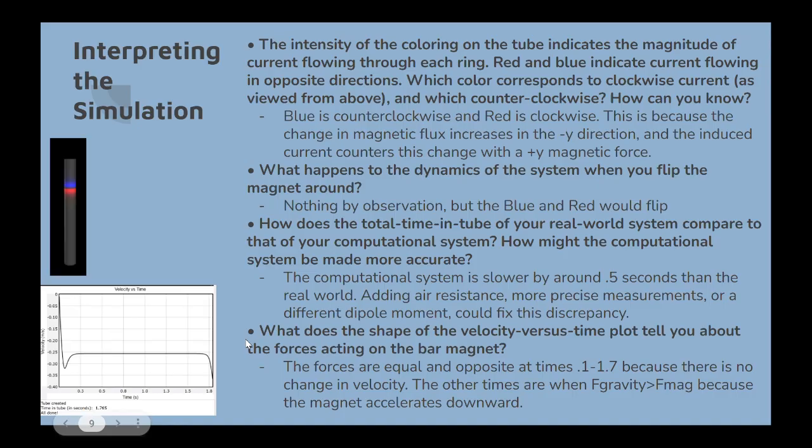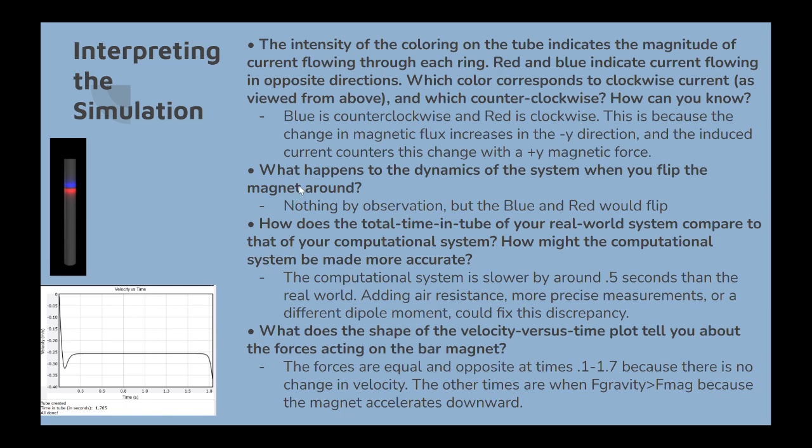And then interpreting the simulation, so the intensity of the coloring on the tube indicates the magnitude of current flowing through each ring. So blue over here is counterclockwise and red is clockwise. This is because the change in magnetic flux increases in the negative y direction, and the induced current counters this change with a positive y magnetic force. We can use the right-hand rule to figure out these counterclockwise and clockwise rotations.